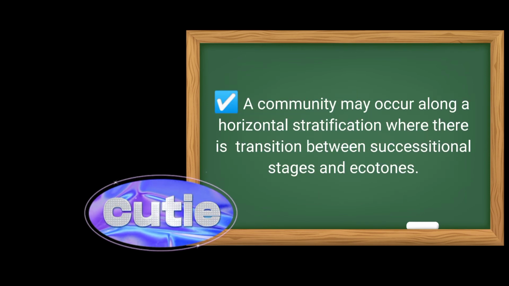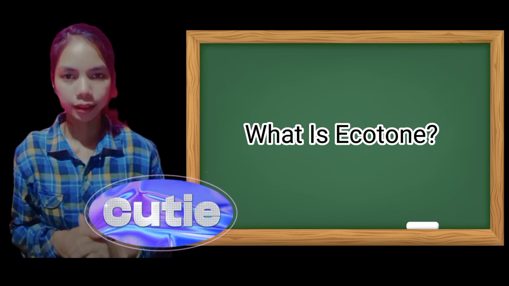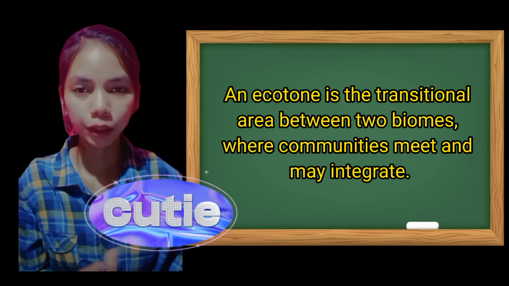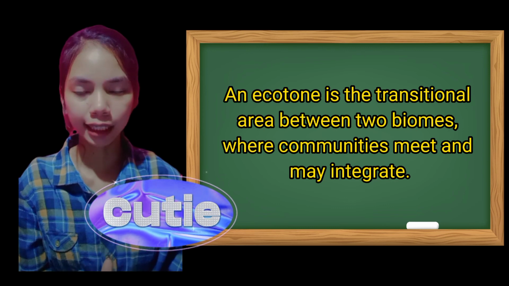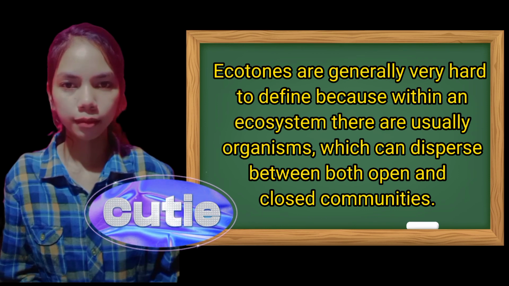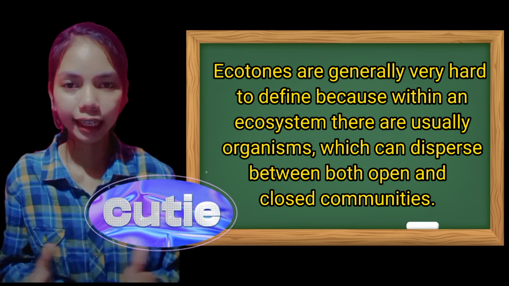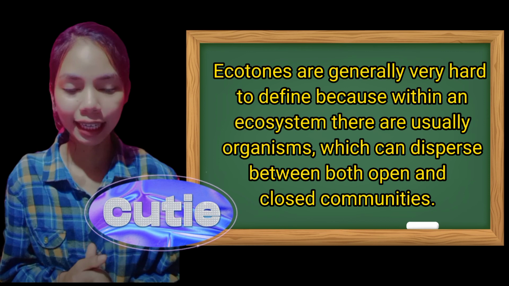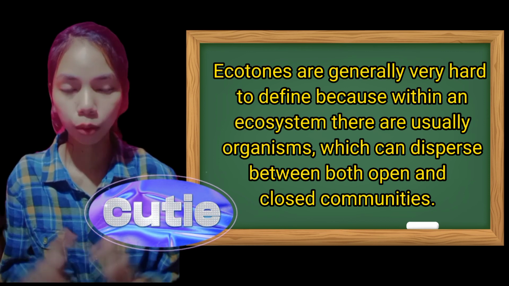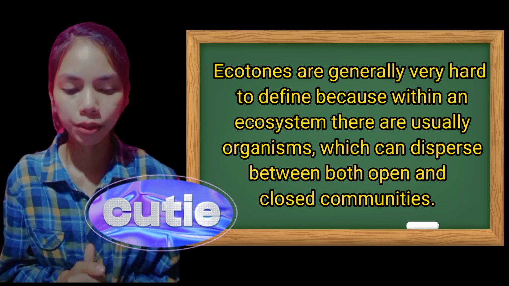A community may occur along a horizontal stratification where there is transition between successional stages and ecotones. So what is an ecotone? An ecotone is the transitional area between two biomes where communities meet and may integrate. Ecotones are generally very hard to define because within an ecosystem, there are usually organisms which can disperse between both open and closed communities.